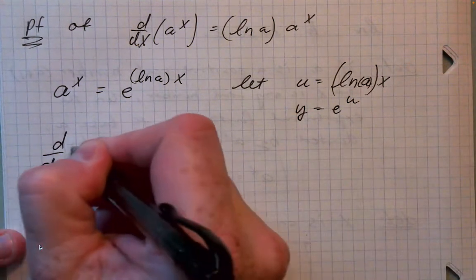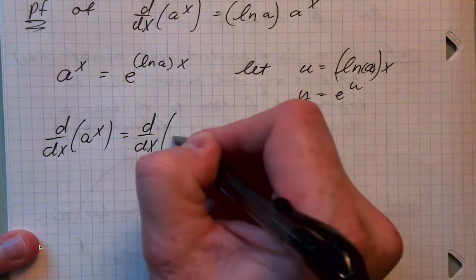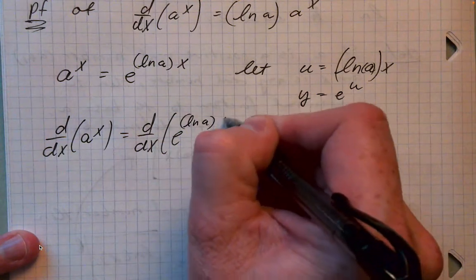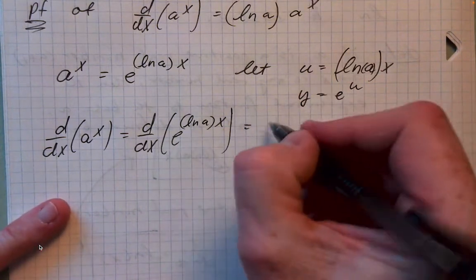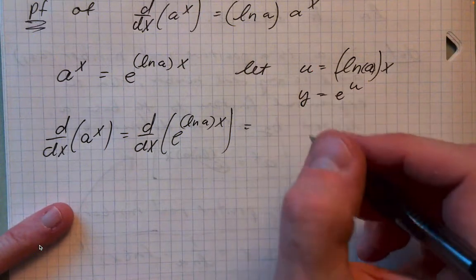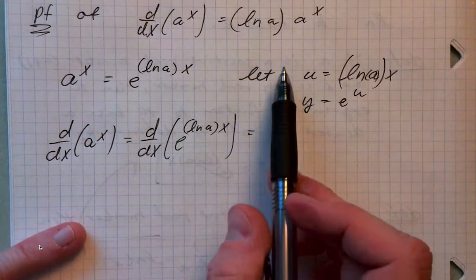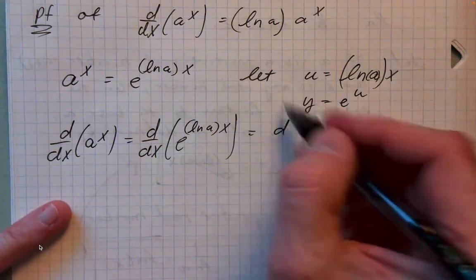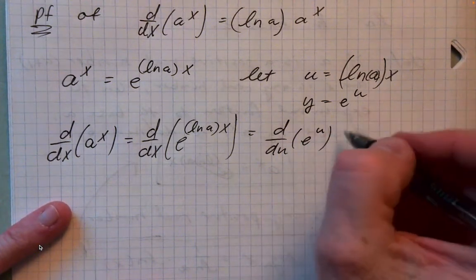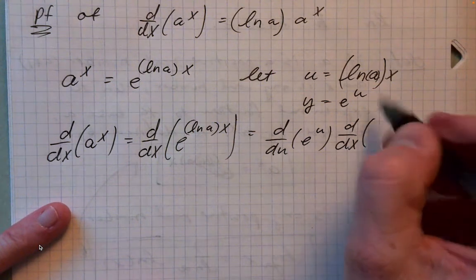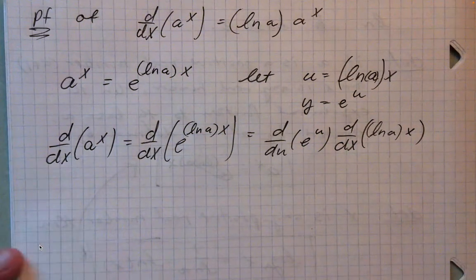So d dx of a to the x, let's just write it all out, is equal to d dx of e to the ln a times x. Okay. And you can think of this, again, we're going to use the chain rule here, so this is going to be dy/dx equals dy/du, right? So d du of e to the u times du dx, which would be d dx of ln a times x, like so.